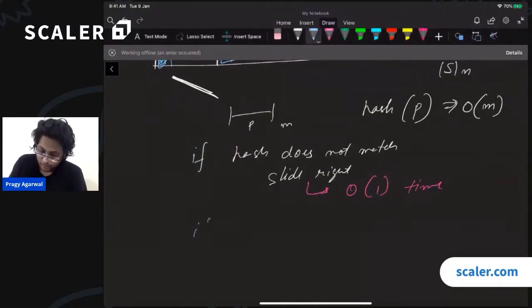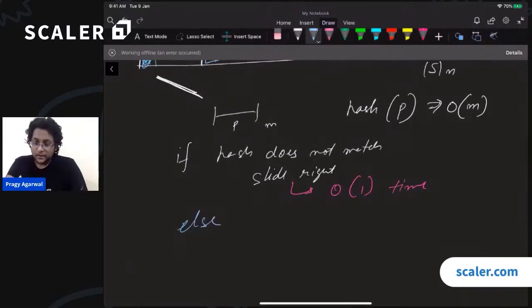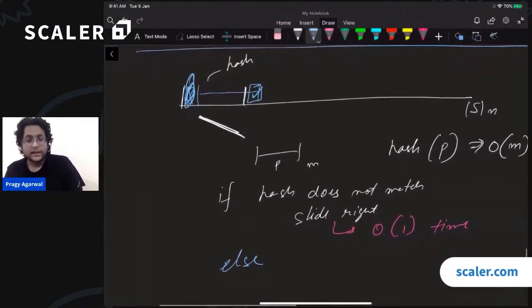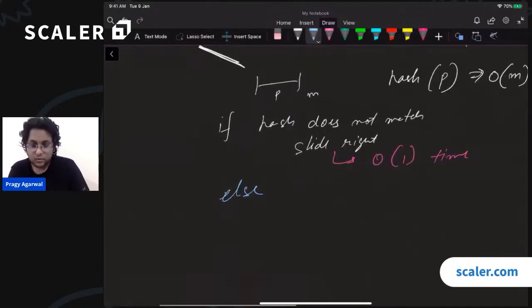But if the hashes match, as we just saw, depending on the hash function it is not guaranteed that the pattern exists, because it could just have been a collision, a spurious match. In that case, I have to verify if my match is correct or not.